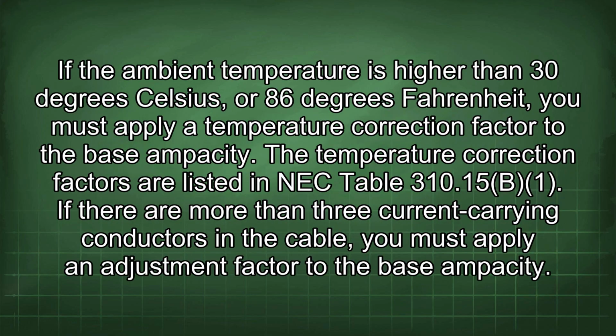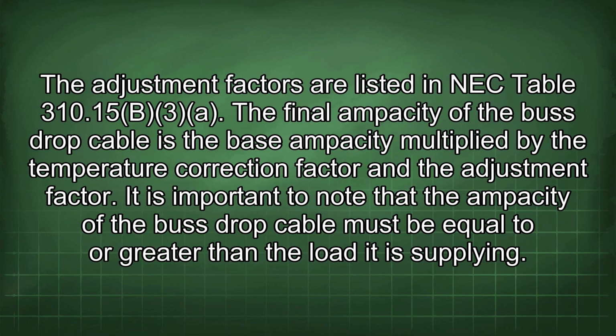If the ambient temperature is higher than 30 degrees Celsius or 86 degrees Fahrenheit, you must apply a temperature correction factor to the base ampacity. The temperature correction factors are listed in NEC Table 310.15(B)(1). If there are more than 3 current-carrying conductors in the cable, you must apply an adjustment factor to the base ampacity. The adjustment factors are listed in NEC Table 310.15(B)(3)(a).